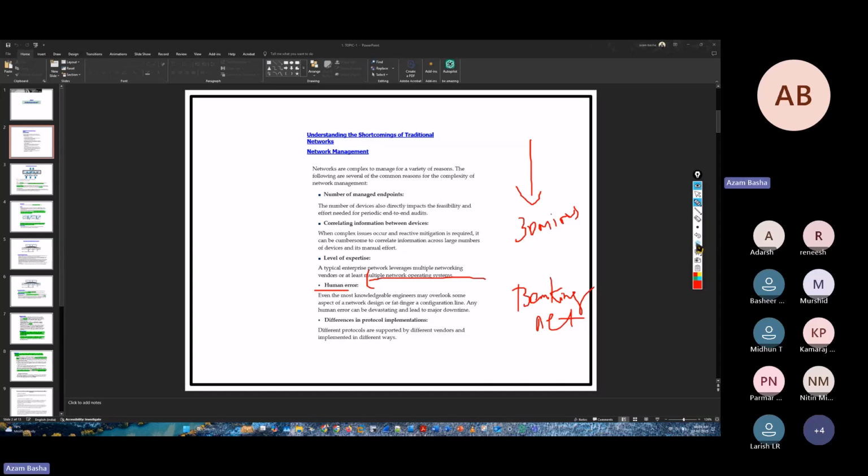So everyone looks for 100% uptime nowadays, right? So human error is very costly for the organization, and definitely it is costly for us, because if we make any error, then it comes back to us, right? The knife comes back to us, and it is very much on high risk in the traditional networks. And then there is the difference in protocol implementation.